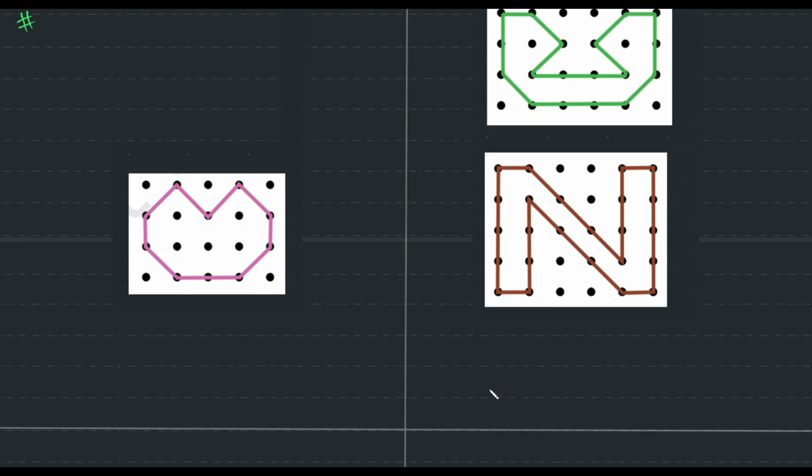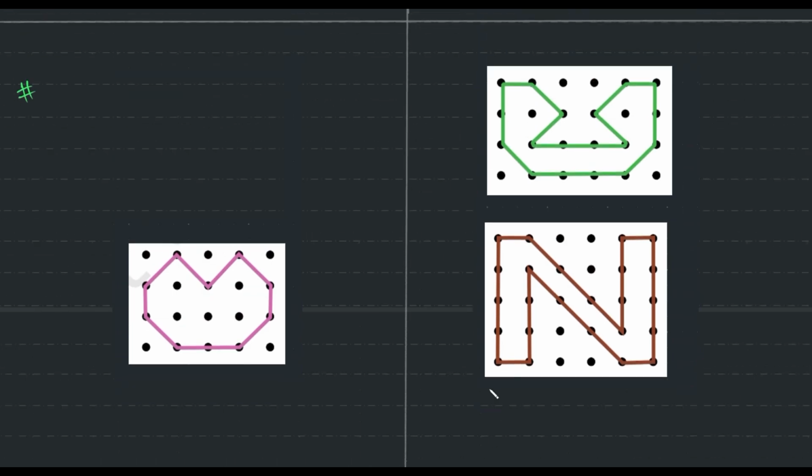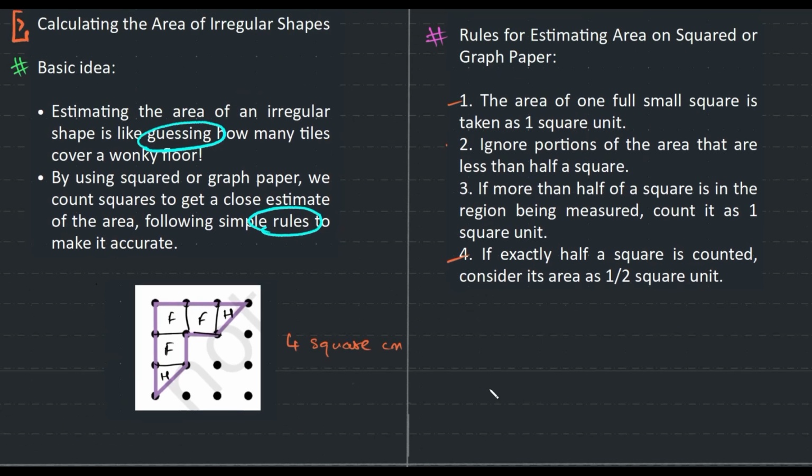I have a few more examples over here. I can pause it for you guys. You guys can figure it out. Okay, I'm not going to do that.